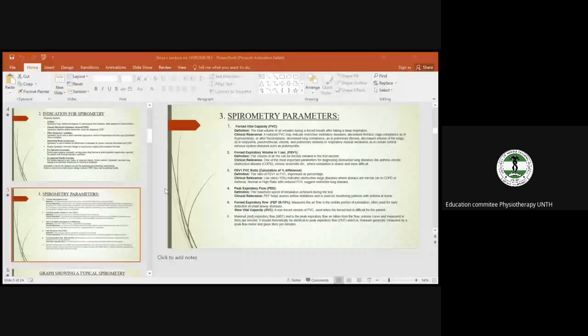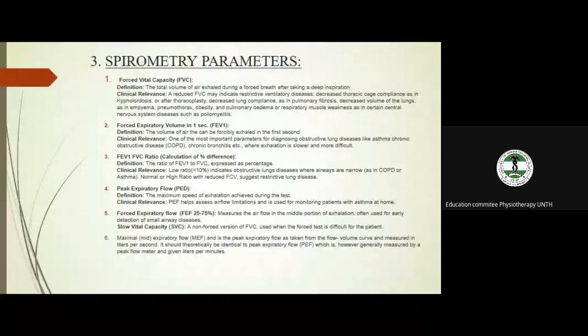A normal or high ratio with reduced FVC suggests restrictive lung disease. In FEV1, when the FEV1 is low, that's when you know that we have obstruction. But in restriction, we notice the percentage between the FEV1 and FVC is normal or high. Then you know it's restrictive lung disease.